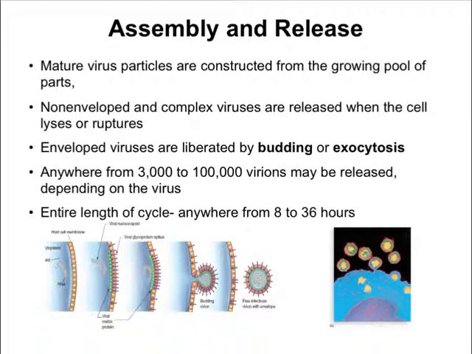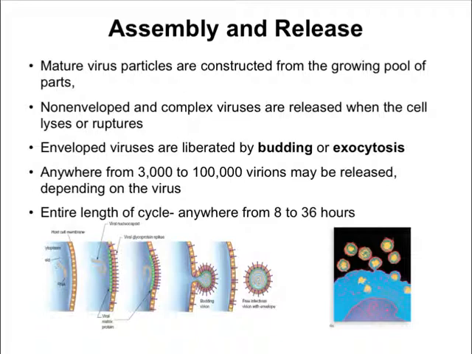Mature virus particles are constructed from this growing pool of parts because they've taken over the machinery of the cell, and now that cell is manufacturing viral nucleic acids as well as viral proteins for the capsid. Non-enveloped and complex viruses are released when the cell lyses or ruptures. However, enveloped viruses need to be liberated by budding or exocytosis.